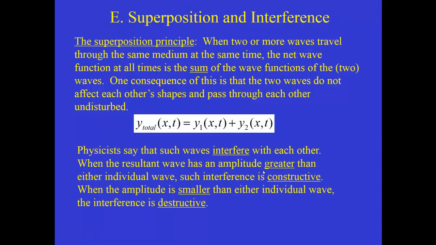Physicists like to say that these waves that are passing through the same medium interfere with one another. And there are two possibilities. If the resultant wave, the total wave, has an amplitude greater than either one of the two individual waves, we say that the interference is constructive. On the other hand, there may be times where the amplitude of the net wave is smaller than either individual wave, and in that case, interference is destructive.